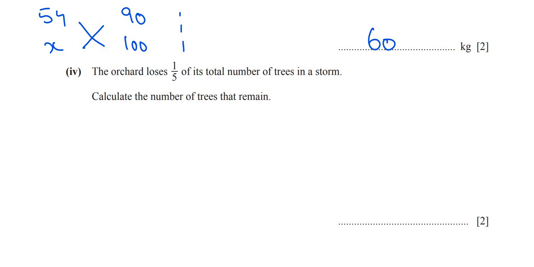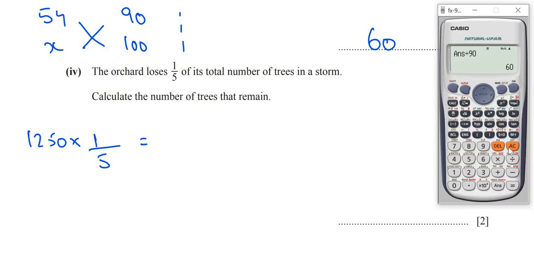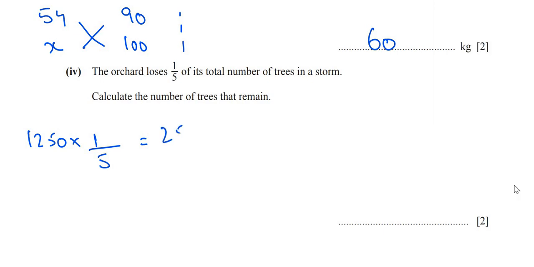Moving on, it says the orchard loses 1/5 of its total number of trees in a storm. Calculate the number of trees that remain. So first we will see how many trees were lost. 1250 multiplied by 1 divided by 5, we'll just divide by 5. So we lost 250 trees. So 1250 minus 250, we will get 1000.